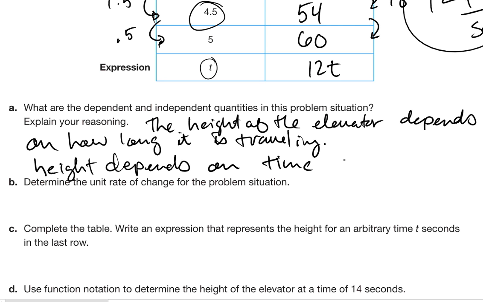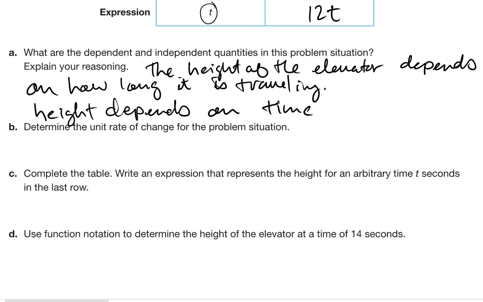Determine the unit rate of change for this problem situation. We looked at that from the table, and we saw that it is increasing 12 feet per 1 second. Complete the table, write an expression that represents the height for an arbitrary time, t seconds, in the last row. I did that. Very good.